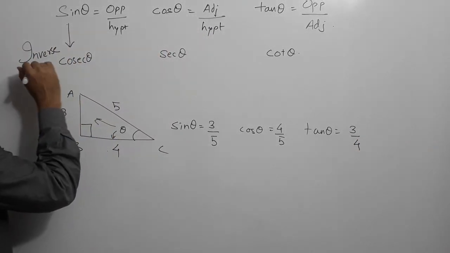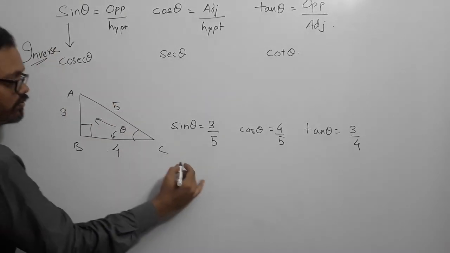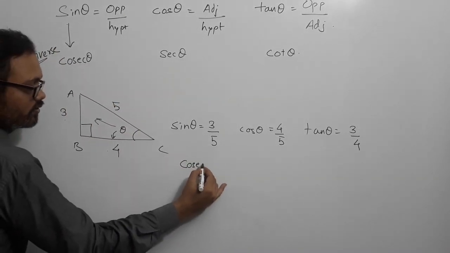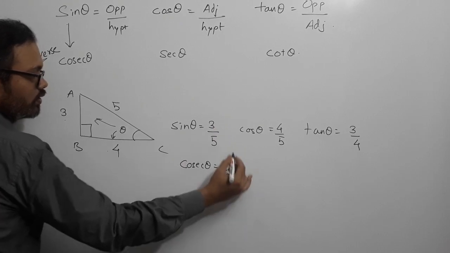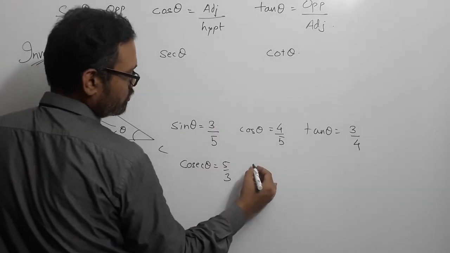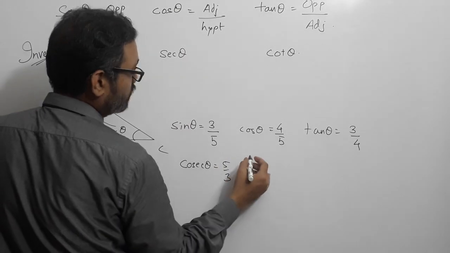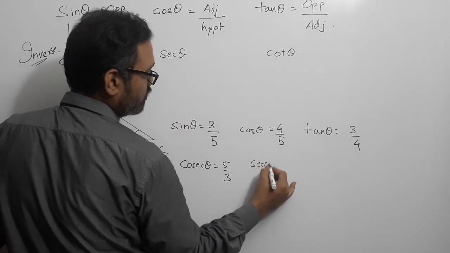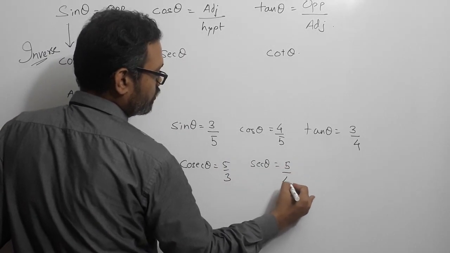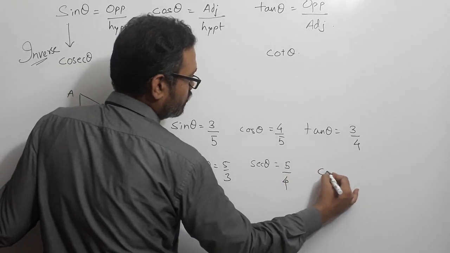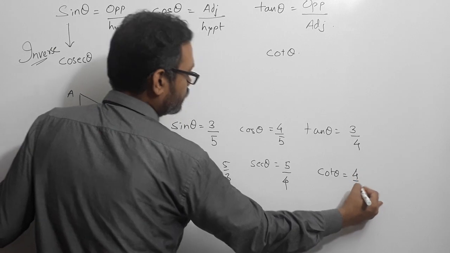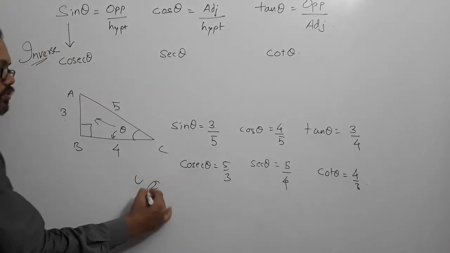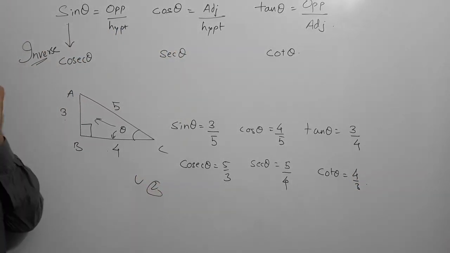Reciprocal, inverse. Sine inverse is cosec. What is the value of cosec? 5 upon 3. What is the reciprocal of cos, which is sec? 5 upon 4. What is the reciprocal of tan? Cot theta. What is the value? 4 upon 3. This will give you 2 marks, 3 marks, whatever.